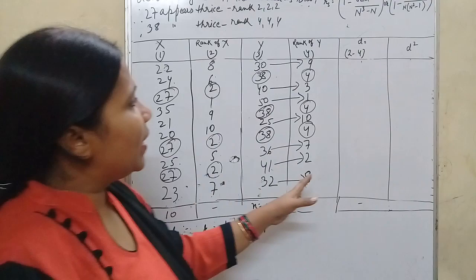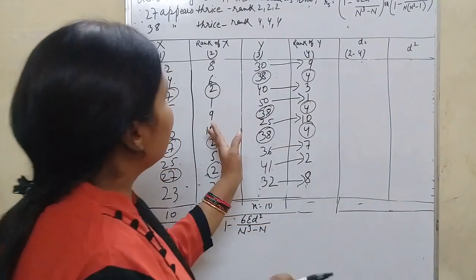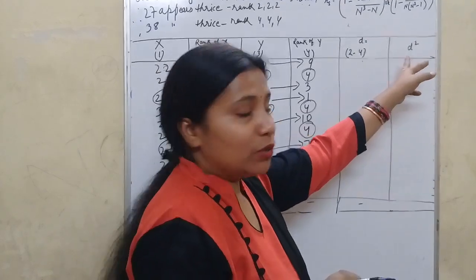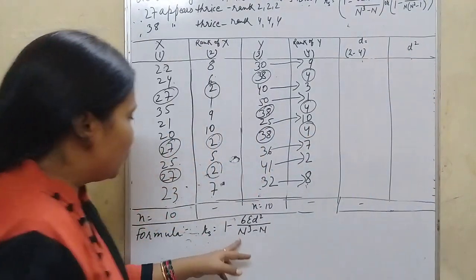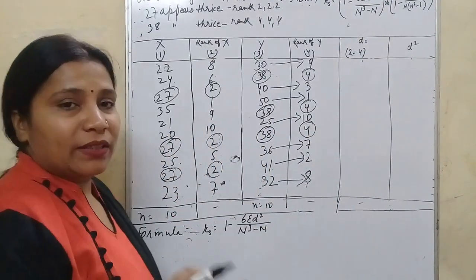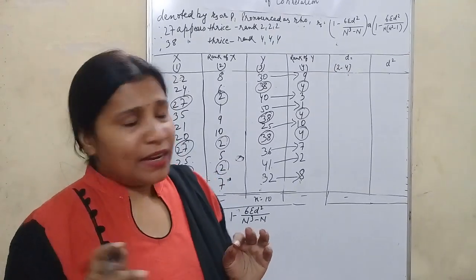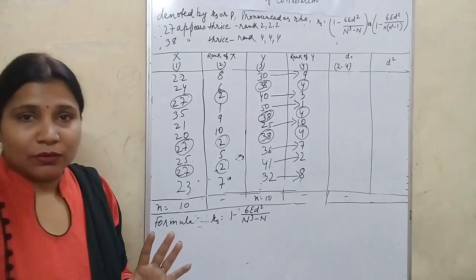And the same formula is applicable to this: D is column 2 minus column 4. You have to take out the d square, put in the formula, and put in the following digits. Then your answer will come out and the process is complete.